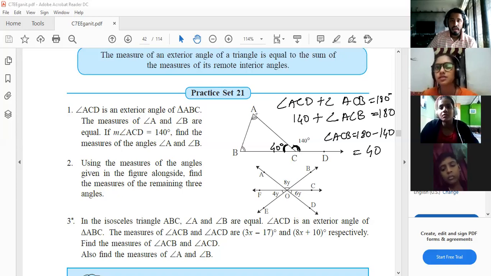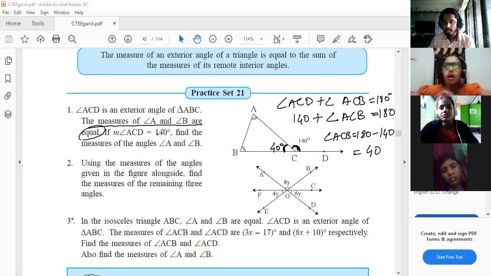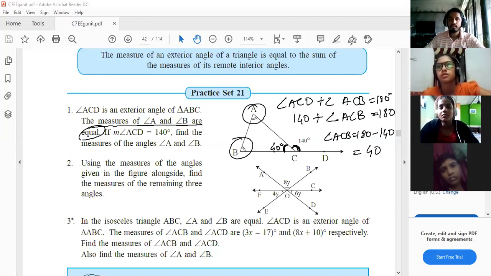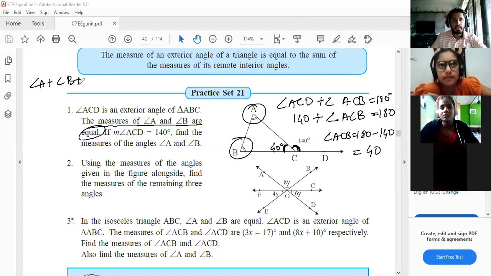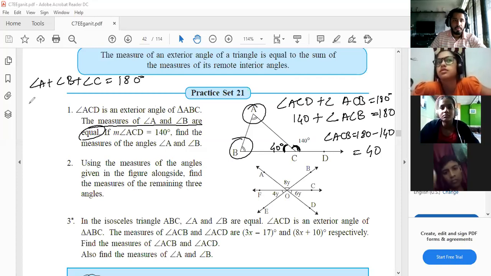We have to find the measure of angle A and angle B. Now what is told is that angle A and angle B are both equal. So if we find angle A, we get angle B also, because both are the same. Right? Let's do it. Angle A plus angle B plus angle C is 180. All angles measured together are 180 degrees. Now angle A plus angle B plus 40 degrees, angle C is 40, right? is equal to 180.